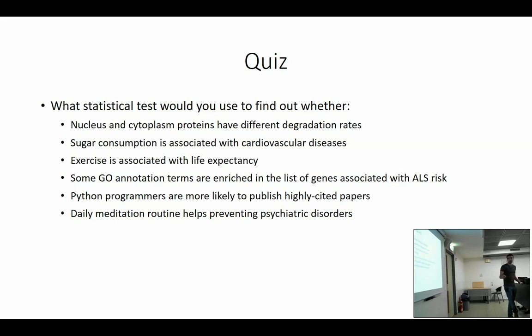So if I want to see whether some Go annotation, say DNA binding, is associated with a list of genes, say 1,000, which are marked as ALS risk, what test can I use?